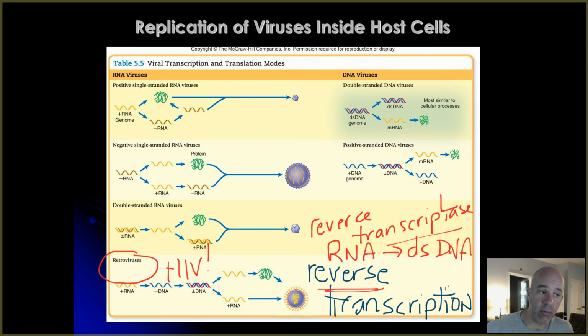And our cells don't need reverse transcriptase for anything. Reverse transcriptase is an HIV enzyme. And so a number of the drugs that are given to AIDS patients to help keep the virus under control are called reverse transcriptase inhibitors, because they're drugs that shut down the function of the reverse transcriptase enzymes that virus needs to replicate its genome.